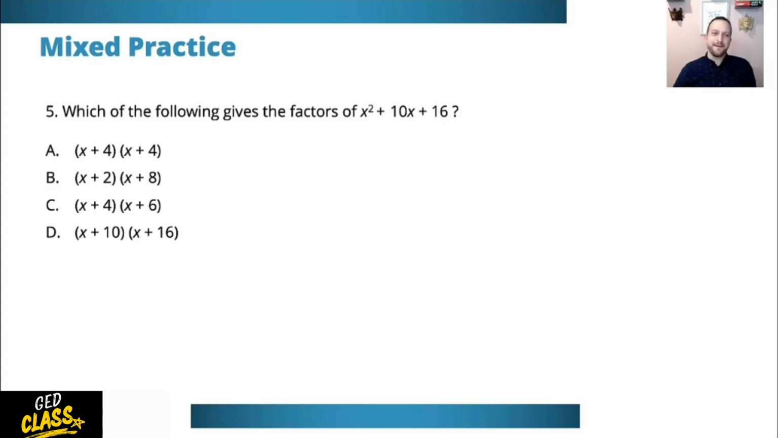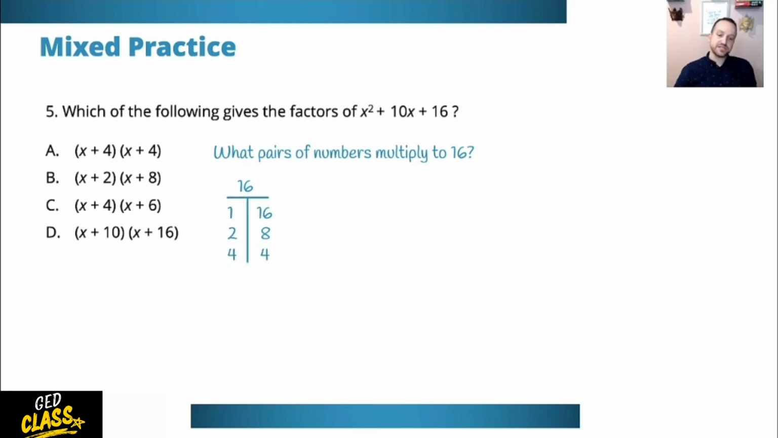Let's take a look. My preferred way to do this would be the direct math, trying to solve for what we could multiply together to give us the 16, which should allow us to start finding the values inside each binomial. So 1 times 16 would work, 2 times 8, 4 times 4. Even at this point, I could probably get rid of C and D. In C, 4 times 6 is 24. That's not right. And in D, 10 times 16 is 160. That's also not right.